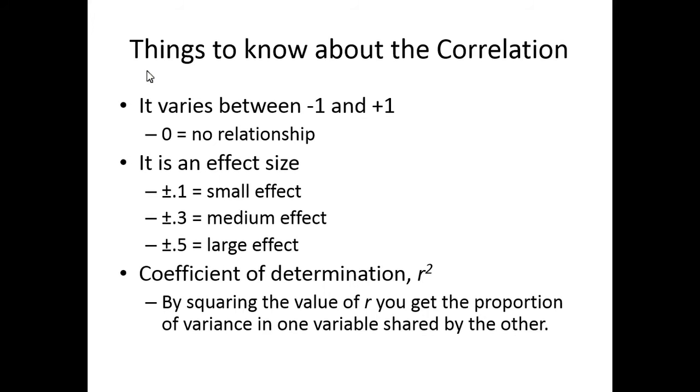But these agree. Yes, everybody likes these. So 1, 3, and 5. So 0.1 is a small correlation, 0.3 is medium, 0.5 is large. Good luck working with people. Correlations will be small.